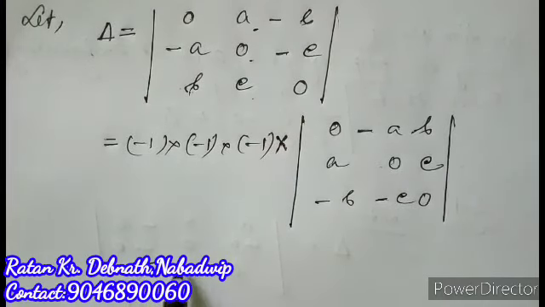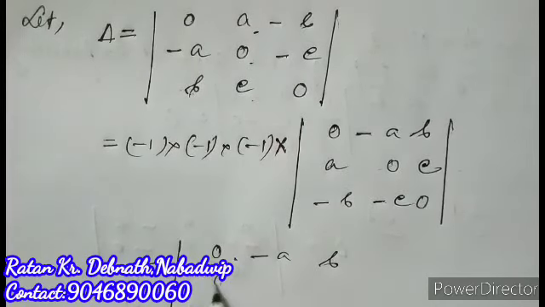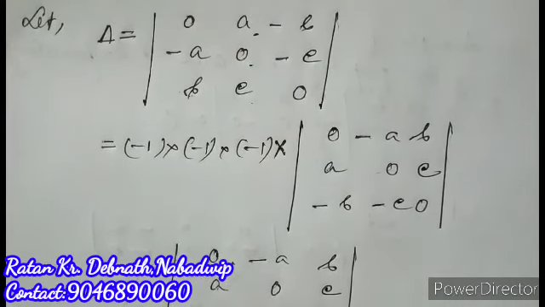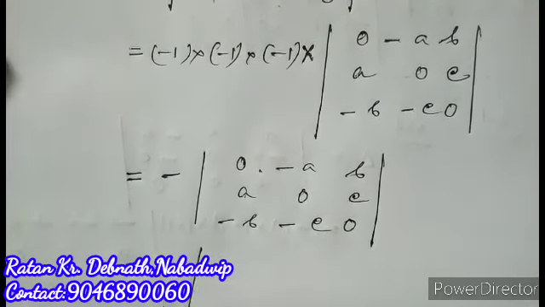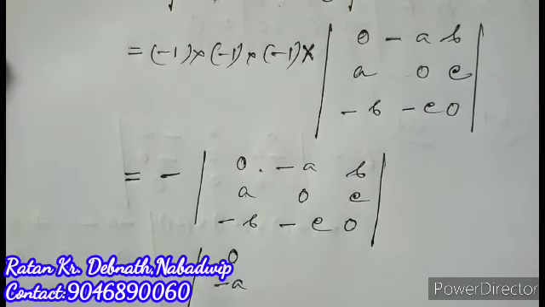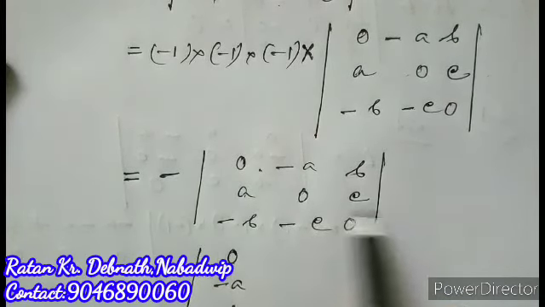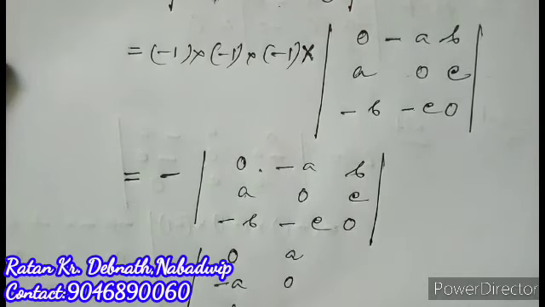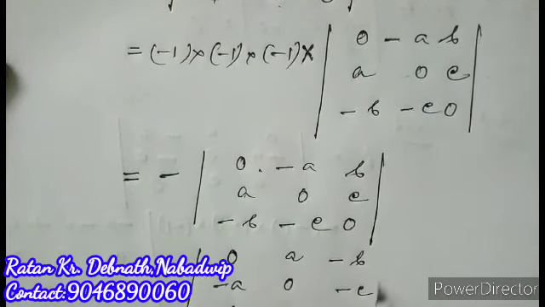Now minus, 0, minus a, b; a, 0, c; minus b, minus c, 0. Now if we interchange rows into columns: the first row changes into the first column, 0, minus a, b; the second row becomes the second column, a, 0, c; and the third row changes into the third column, minus b, minus c, 0.